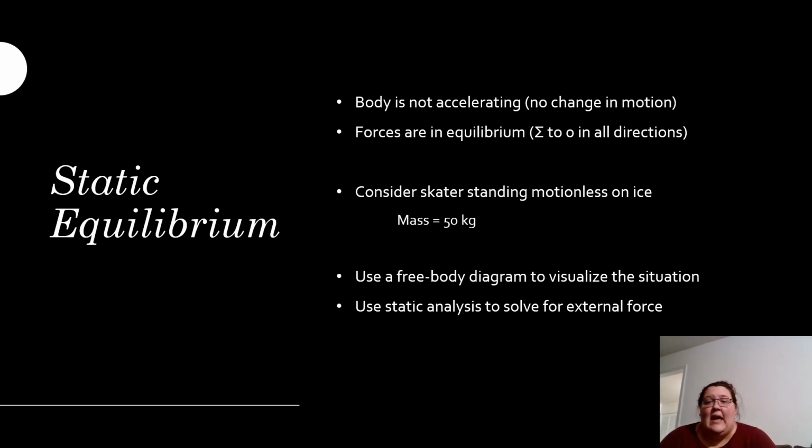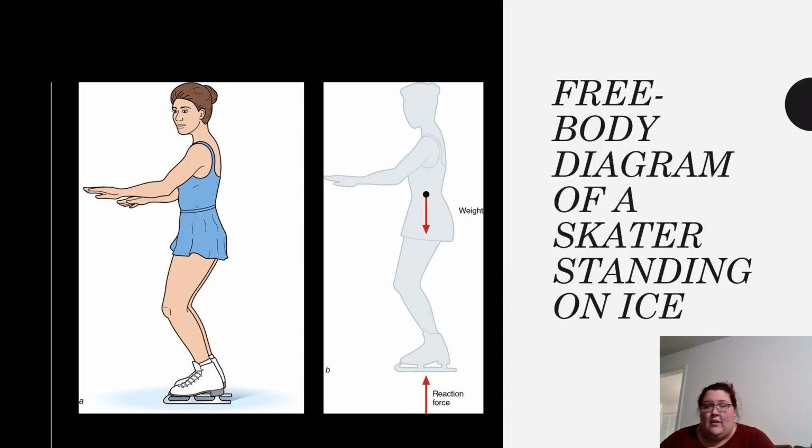All right, so if we have a skater that is motionless on the ice, that is 50 kilograms, you can use a free body diagram to visualize the situation. And basically, we love to come back to static equilibrium to figure out where our external forces are coming from. All right, so we have our skater. She's doing a really great job of just sitting still. You have the force of her body weight pushing down into the ice, and then you have the ice's reaction pushing back up into her. Nothing is happening because the forces are equal and opposite.